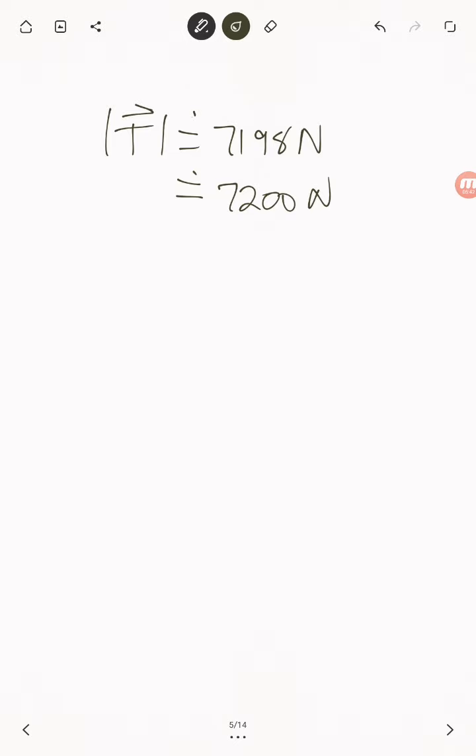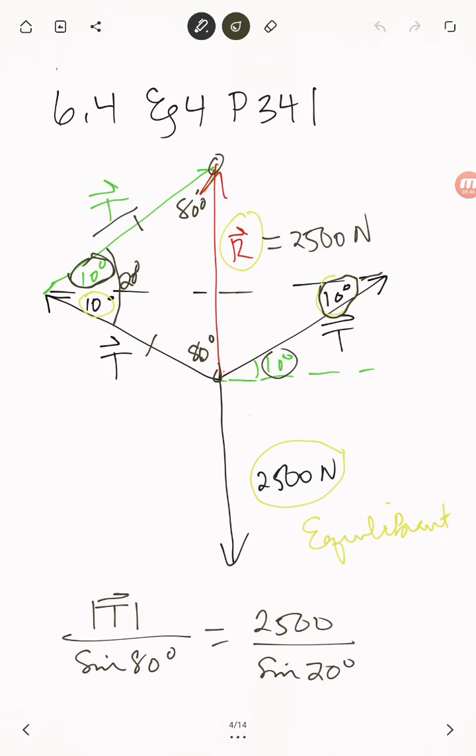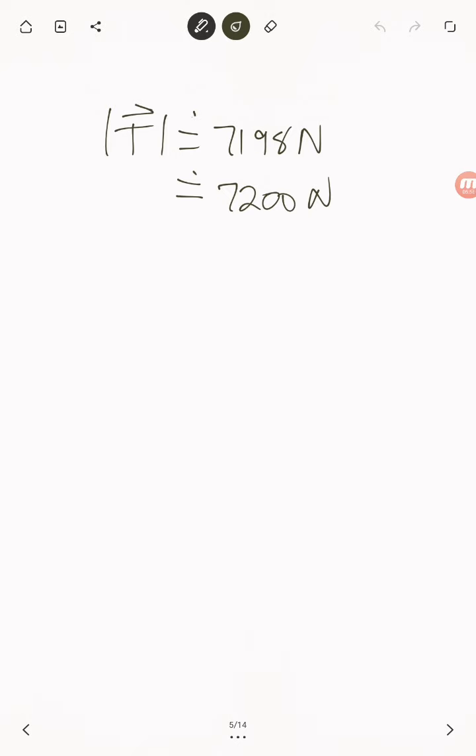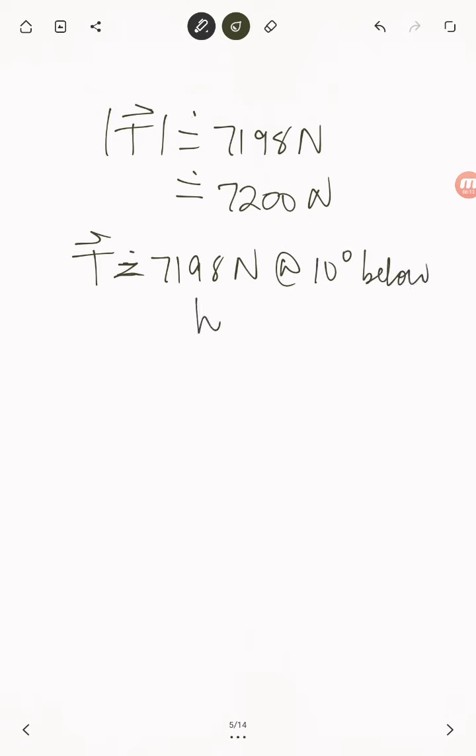And then we just need to look at the direction of that vector. So the direction is actually already given. It's 10 degrees below the horizontal. It's already given for both the tension vectors. So tension is approximately equal to 7198 newtons at 10 degrees below the horizontal.